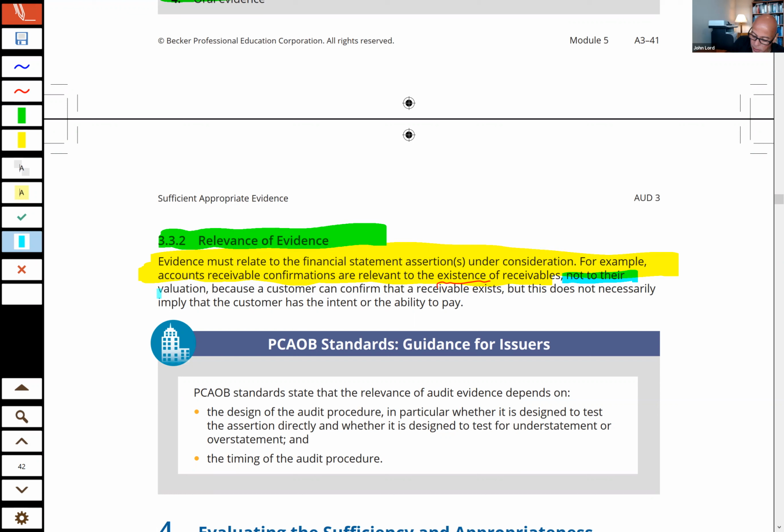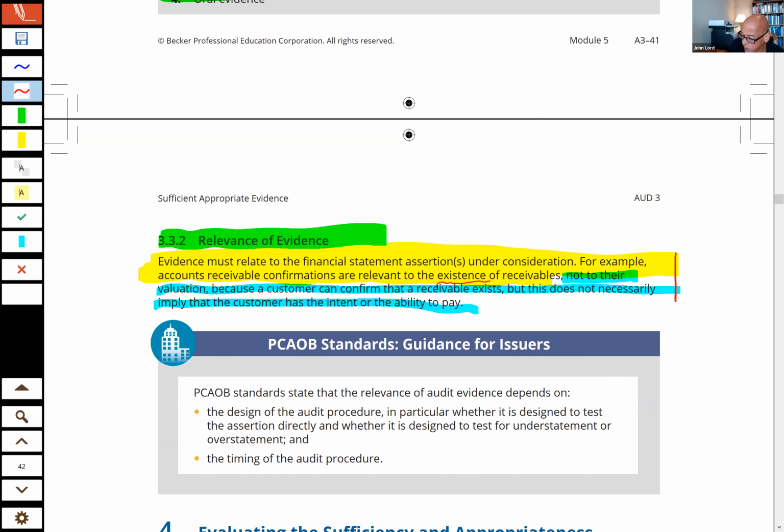It does not help us with valuation, because they can be sitting there saying, yeah, I owe you the money, but guess what? I can't pay you because I'm broke, right? And so for the valuation assertion on receivables, we would do a set of procedures, probably recalculating what they have put into the allowance for uncollectible debt, and see if our calculations match what they have put in. If not, we're going to ask for an adjustment there, and that would get us more to the valuation assertion.